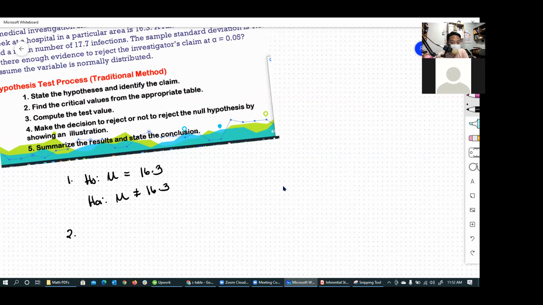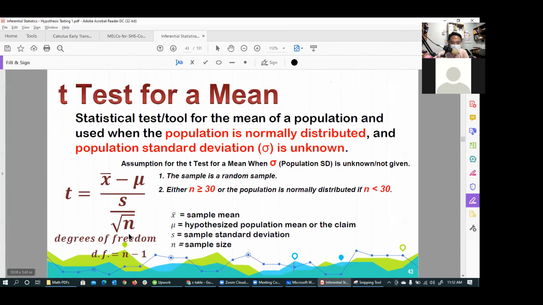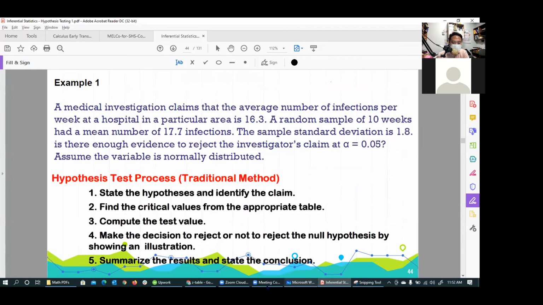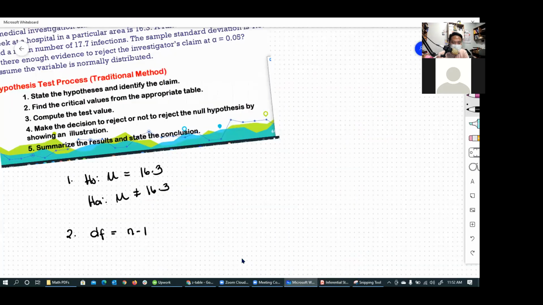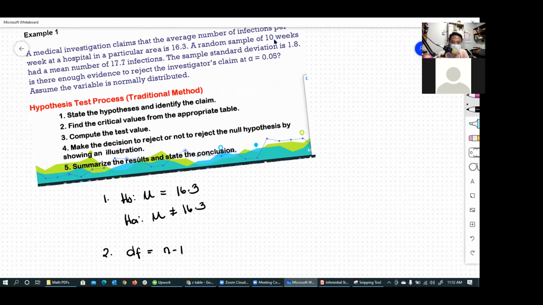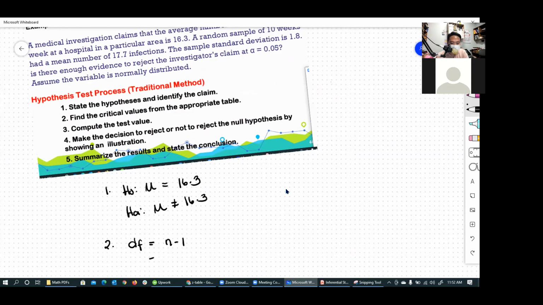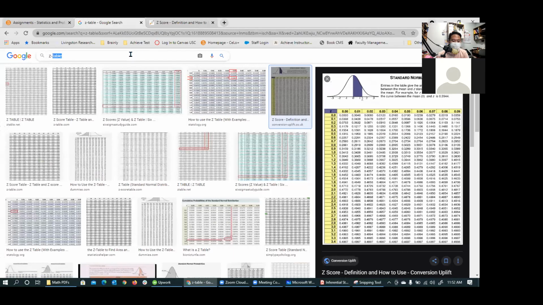First thing that you need to consider is the degrees of freedom. Degrees of freedom is n minus 1. That's in the formula here. So in that example, we would have n here. Our n is 10, a random sample of 10 weeks. So 10 minus 1, we would have 9. And then the table that we are going to be using, guys, is this one.